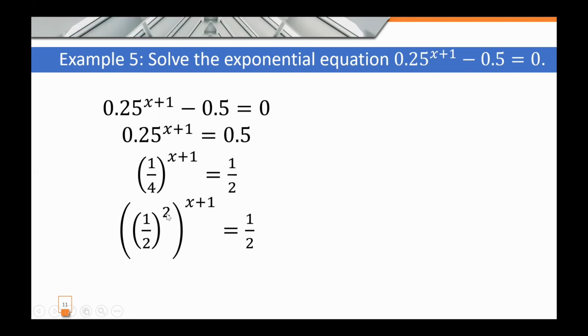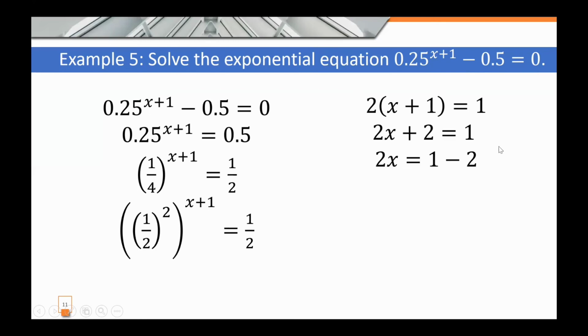You can now bring down the exponents of the left side of the equation, which is 2 times the quantity x plus 1, and then on the right side, we have the exponent 1. So 2 times the quantity x plus 1 equals 1. That is equal to 2 times x is 2x. 2 times 1 is 2 equals 1. The positive 2 can be transferred to the right side. That will become negative 2. 2x equals 1 minus 2. That can be equal to the right side of the equation is negative 1.